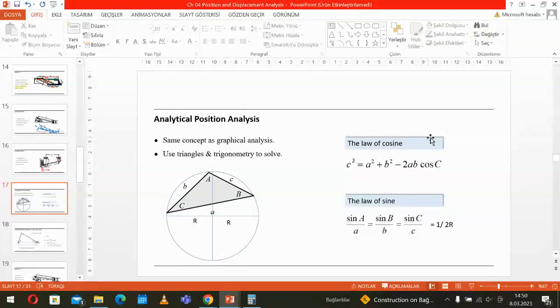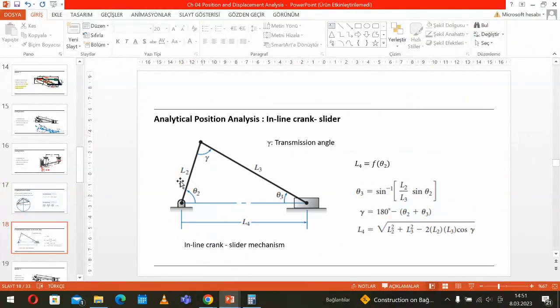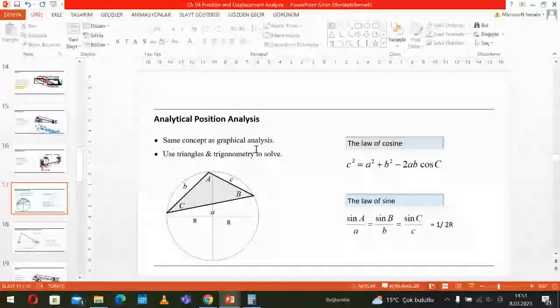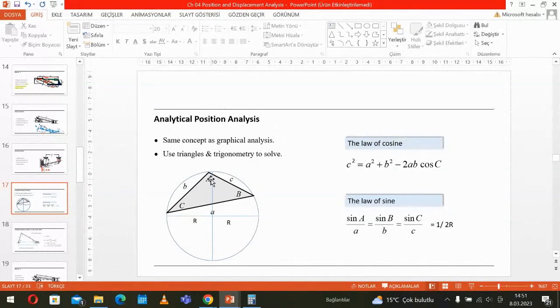Okay, so then we will continue with analytical position analysis. In our next lessons, we will discuss the analytical position analysis of the inline crank slider, and we will see how we can calculate all the positions, maybe for a full rotation or semi-rotation, all those things.